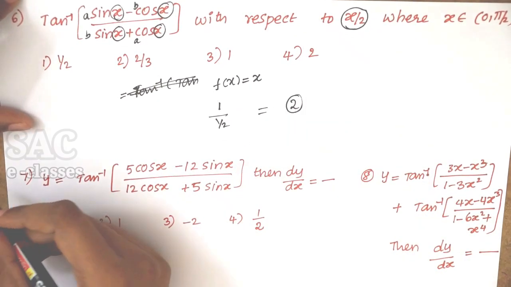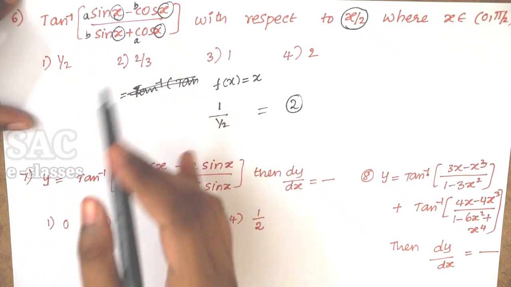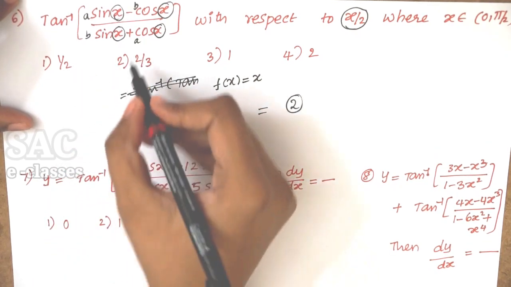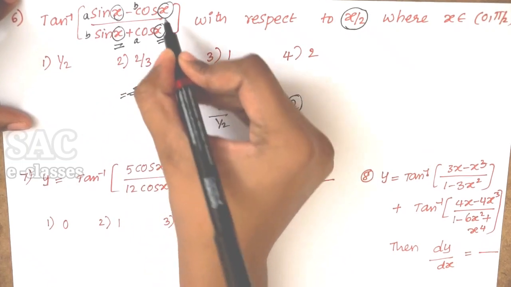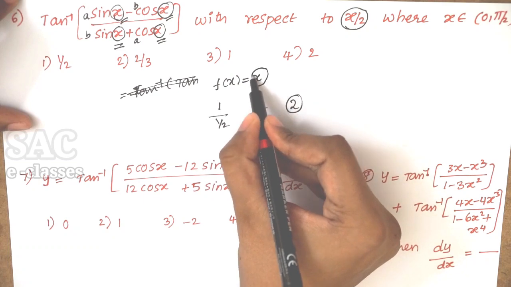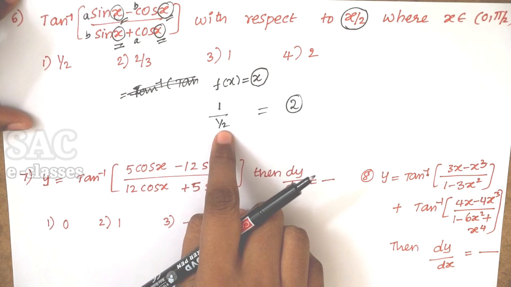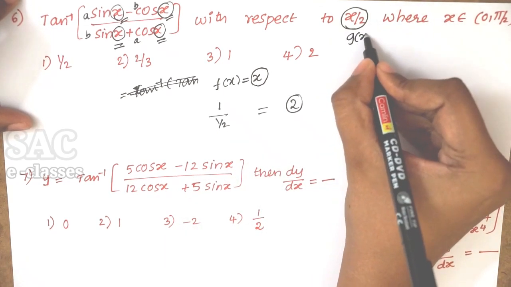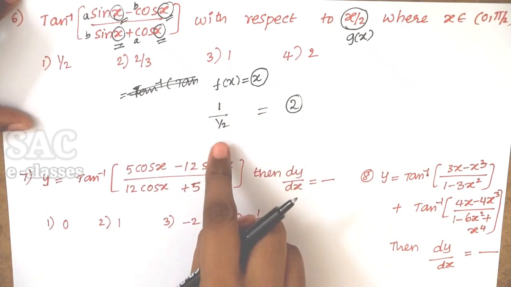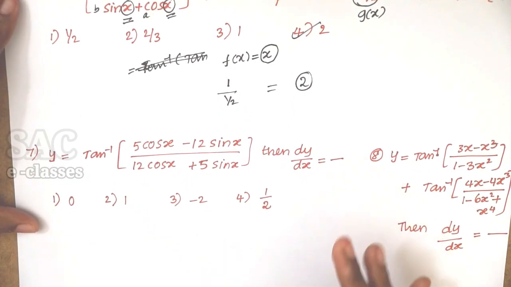What I am trying to say is, whenever it is in the form of a sin x minus b cos x and b sin x plus a cos x, whatever function is attached, finding the differentiation of that is enough. Here only x is there, so for that x I found the differentiation. If there is another function g of x, for that the differentiation is 1 by 2. Seeing this problem you may get clarity.